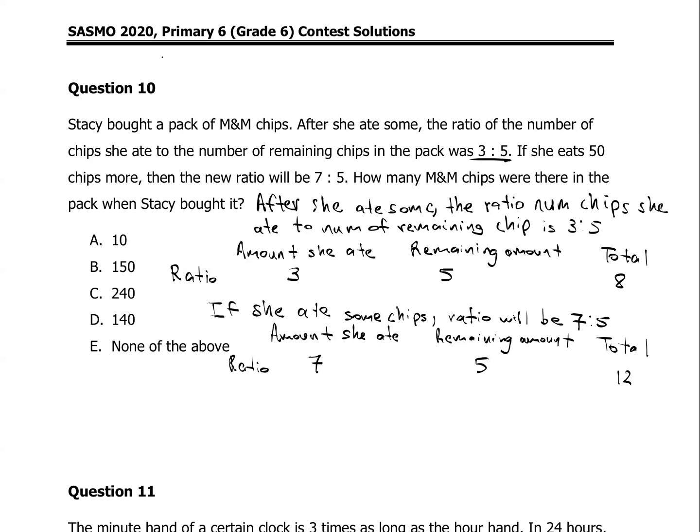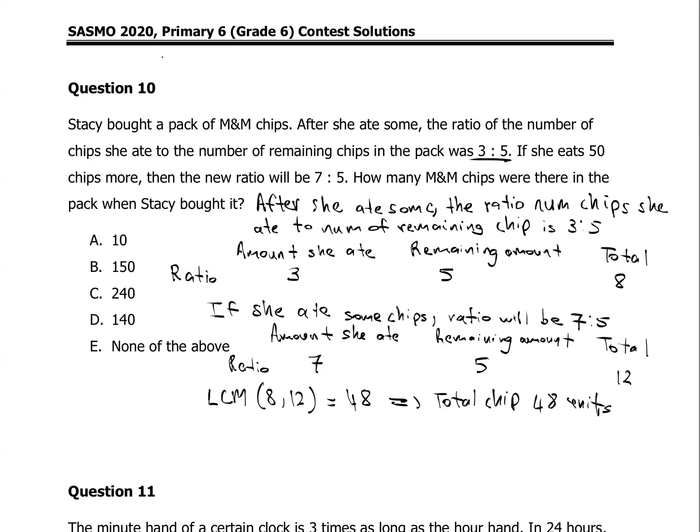Therefore, we'll find the least common multiple of 8 and 12. I'm not gonna calculate that, but it's 48. Therefore, the total chip is 48 units. So then we can times that into the table. Wait, let me change color. So the total is 48.